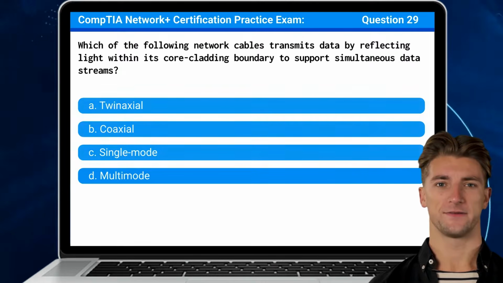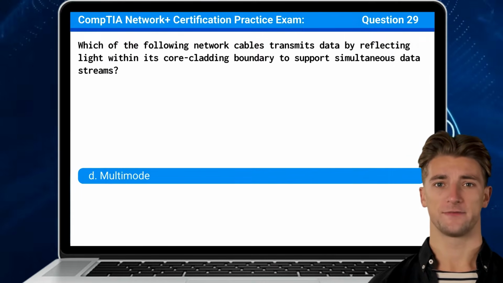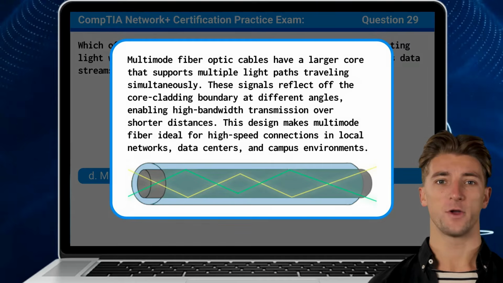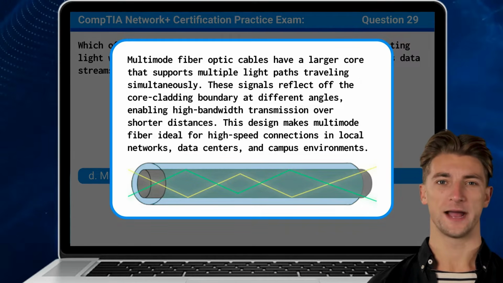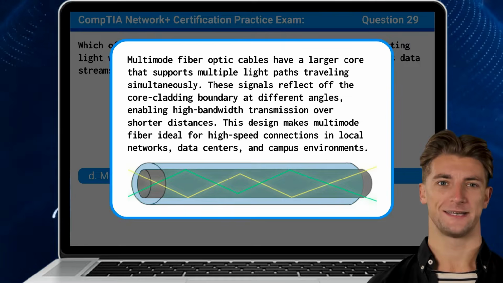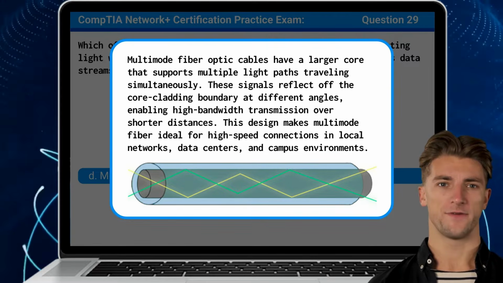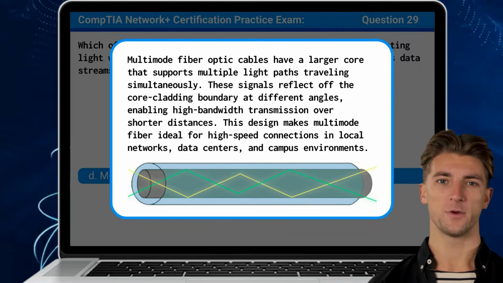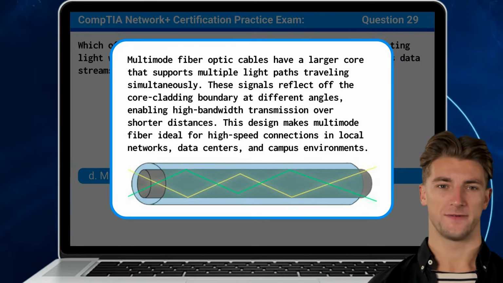The answer is D. Multimode. Multimode fiber optic cables have a larger core that supports multiple light paths traveling simultaneously. These signals reflect off the core cladding boundary at different angles, enabling high bandwidth transmission over shorter distances. This design makes multimode fiber ideal for high-speed connections in local networks, data centers, and campus environments.